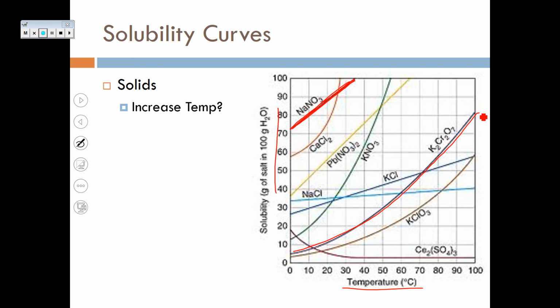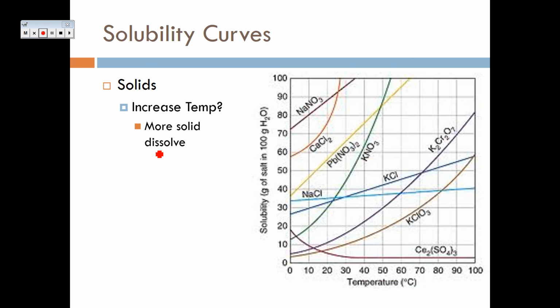Notice that for solids, as you increase the temperature, as you go right across the x-axis, what is happening to the solubility of most of these solid solutions? Are they increasing, or is their solubility decreasing? Their solubilities are increasing. The higher the temperature for solids, generally the more solid you can dissolve, which makes sense. If you've ever tried to dissolve sugar in water, the higher the temperature, the more solid you can put in.